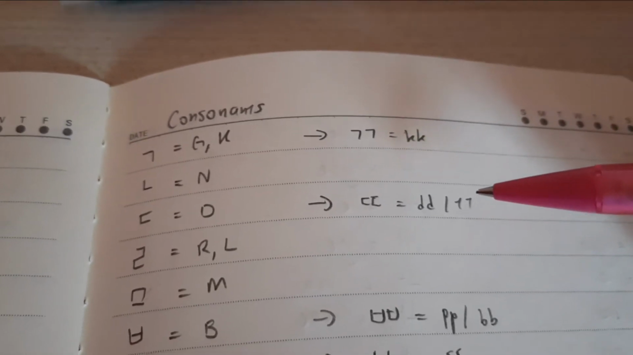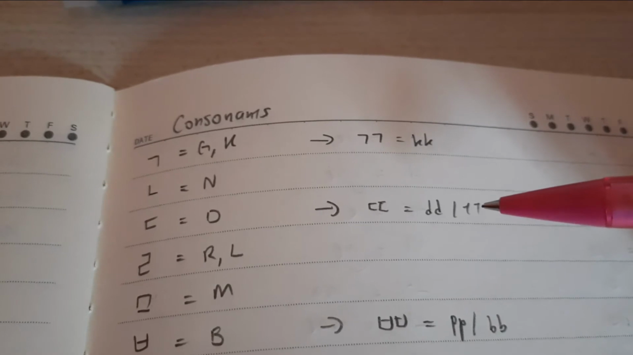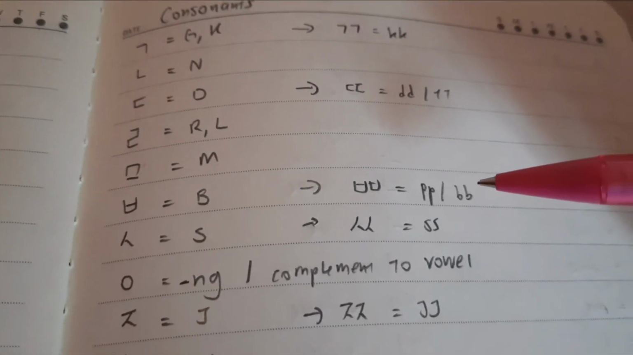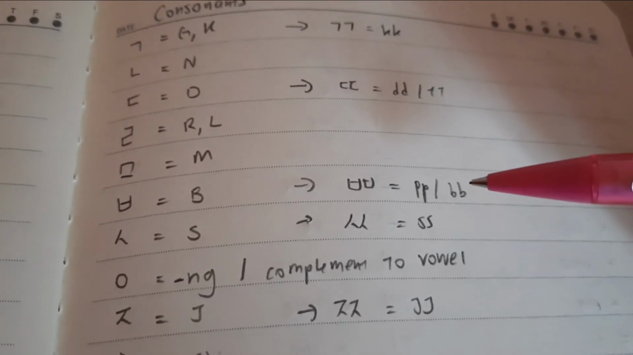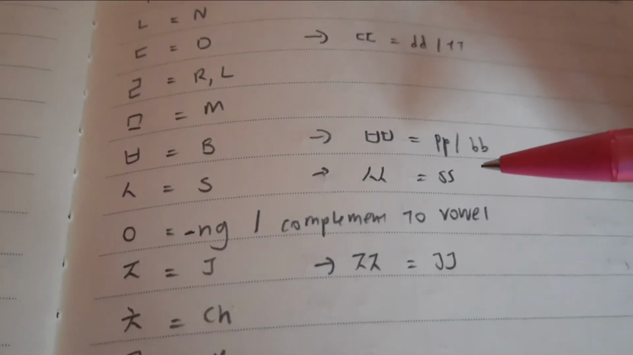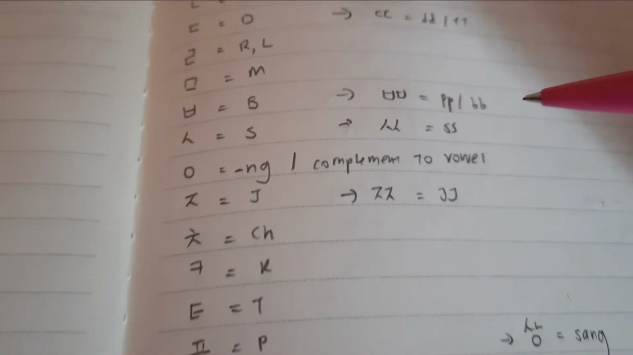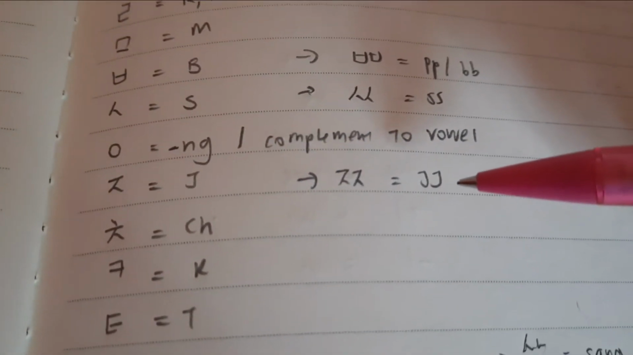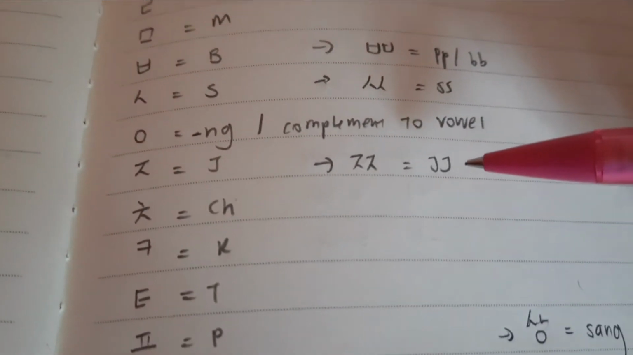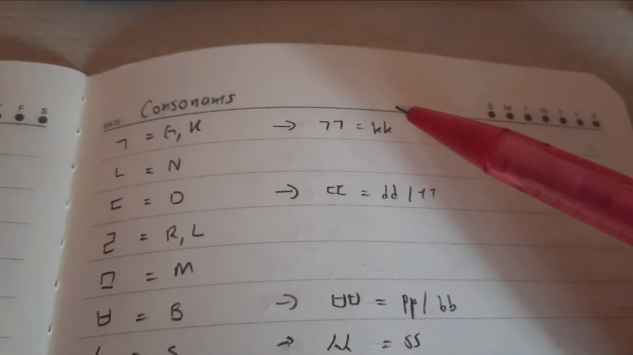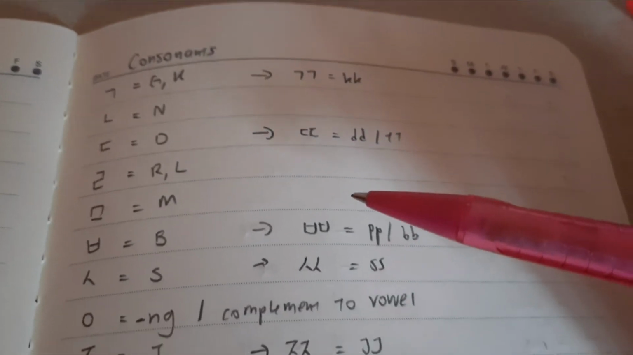Secondary letter D, and it's pronounced with a D sound. D. Secondary letter B with a B sound. B. Secondary letter S with an S sound. S. And finally, secondary letter J with a J sound. J. Alright, so these are all the secondary consonants at a glance.